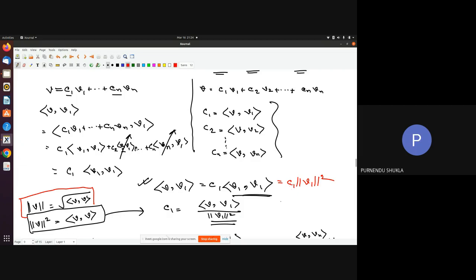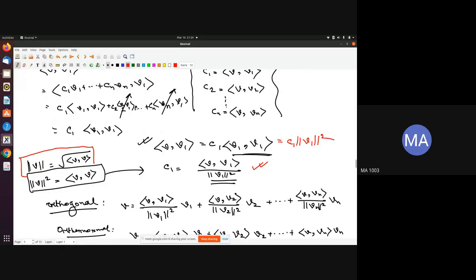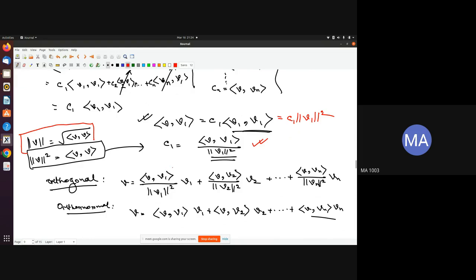So if we have only an orthogonal set of vectors, now this is C1. That same process I can do for C2, C3, Cn. Take V with V2, and I will get C2 times the norm of V2 square. Correct? So all these Cis I can replace with this quantity.